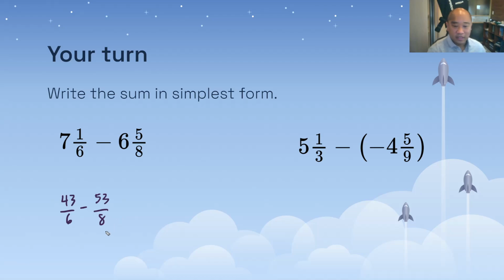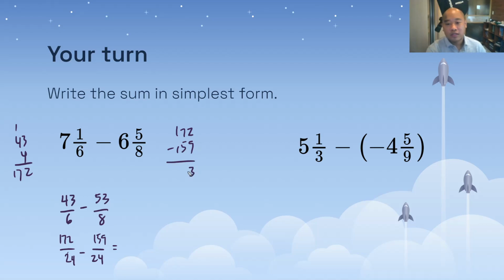6 and 8. What did we say that was? That was 24, right? So this is times 4. 43 times 4. I should be using a calculator for this. 172. 53 times 3. That's 159. 172 minus 159 is 13. 13 over 24. And then 16 over 3.